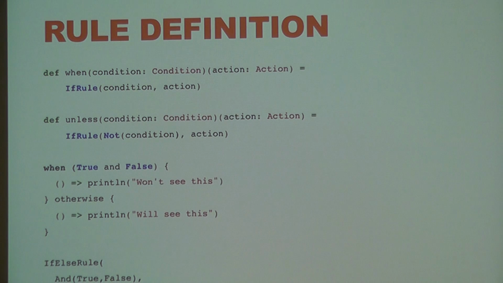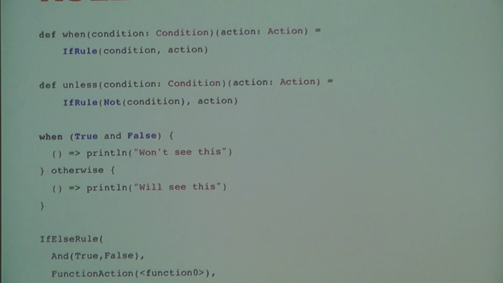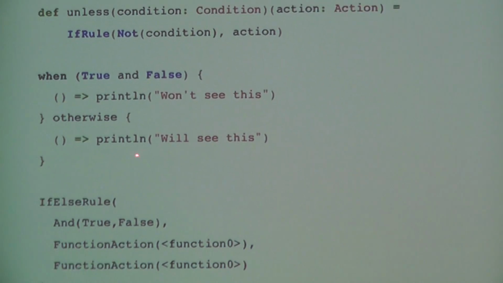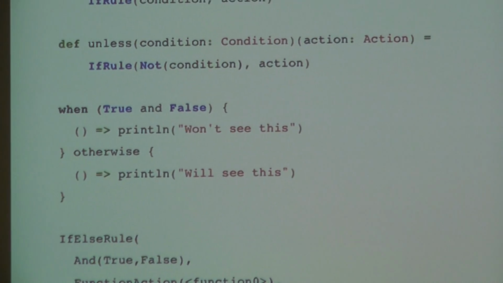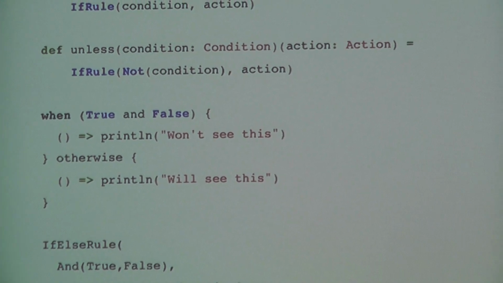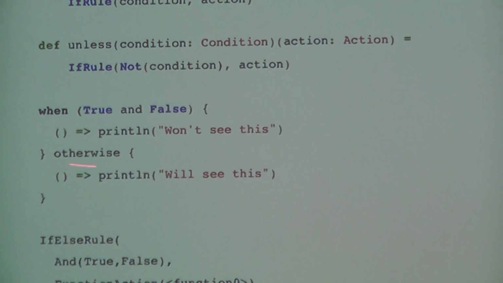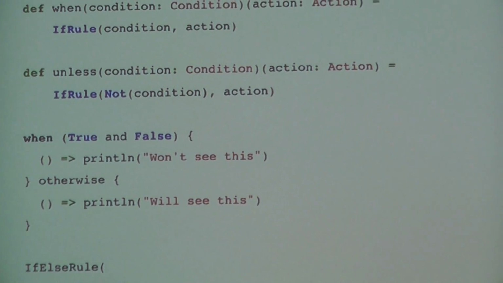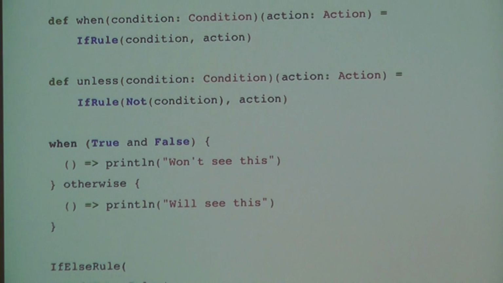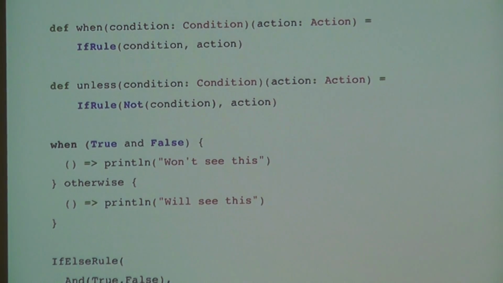And at this point, we are now able to write and evaluate statements that look like this. Just to break it down a bit, we're calling when with two parameters. True and false is just a condition in our language, and this is a function. And remember, we can apply this implicit conversion, and this becomes a function action. So this, when true and false, becomes an if rule. And then on that if rule, we can call the otherwise method, pass a function in, which gets implicitly converted into a function action, and then our result is an if-else rule.